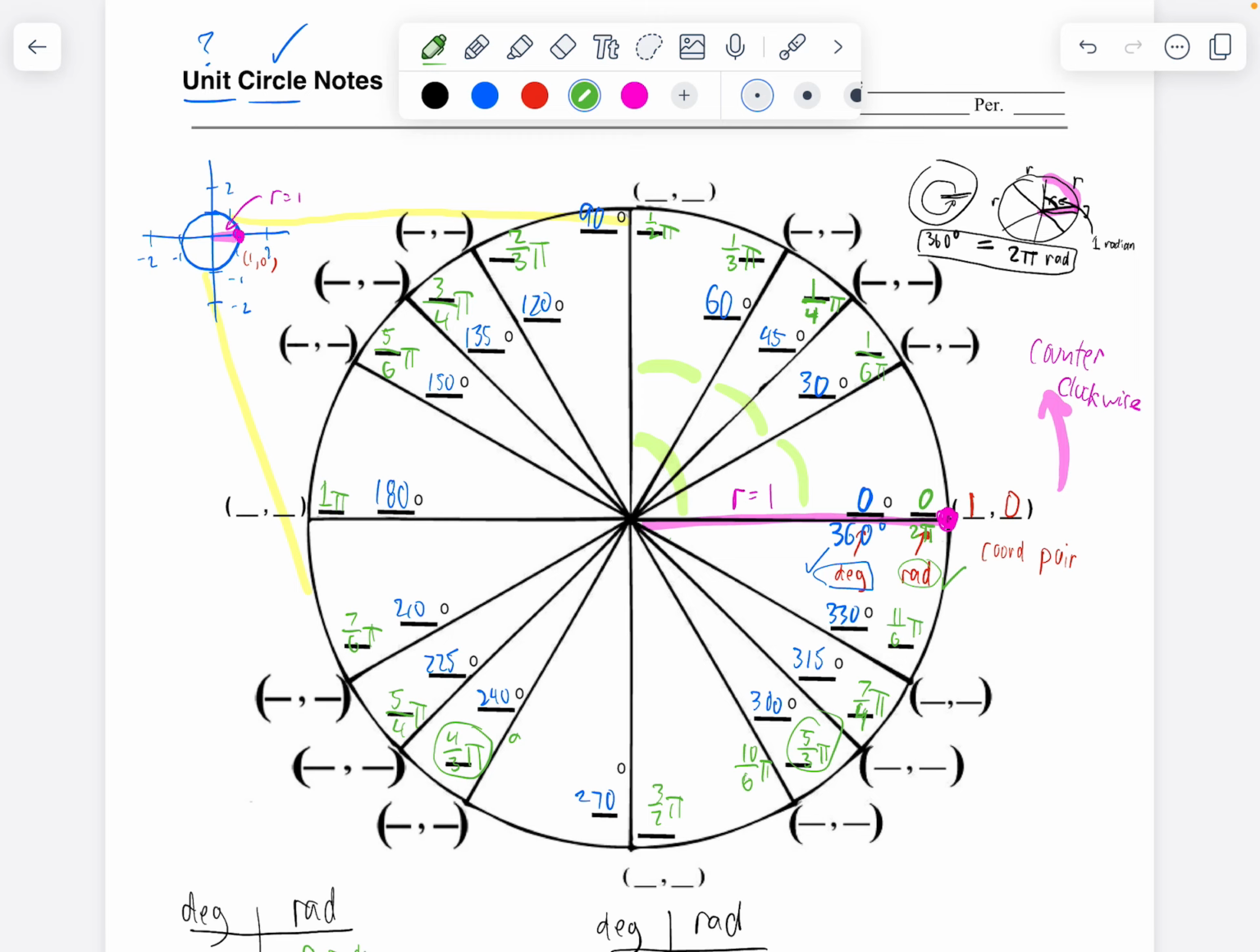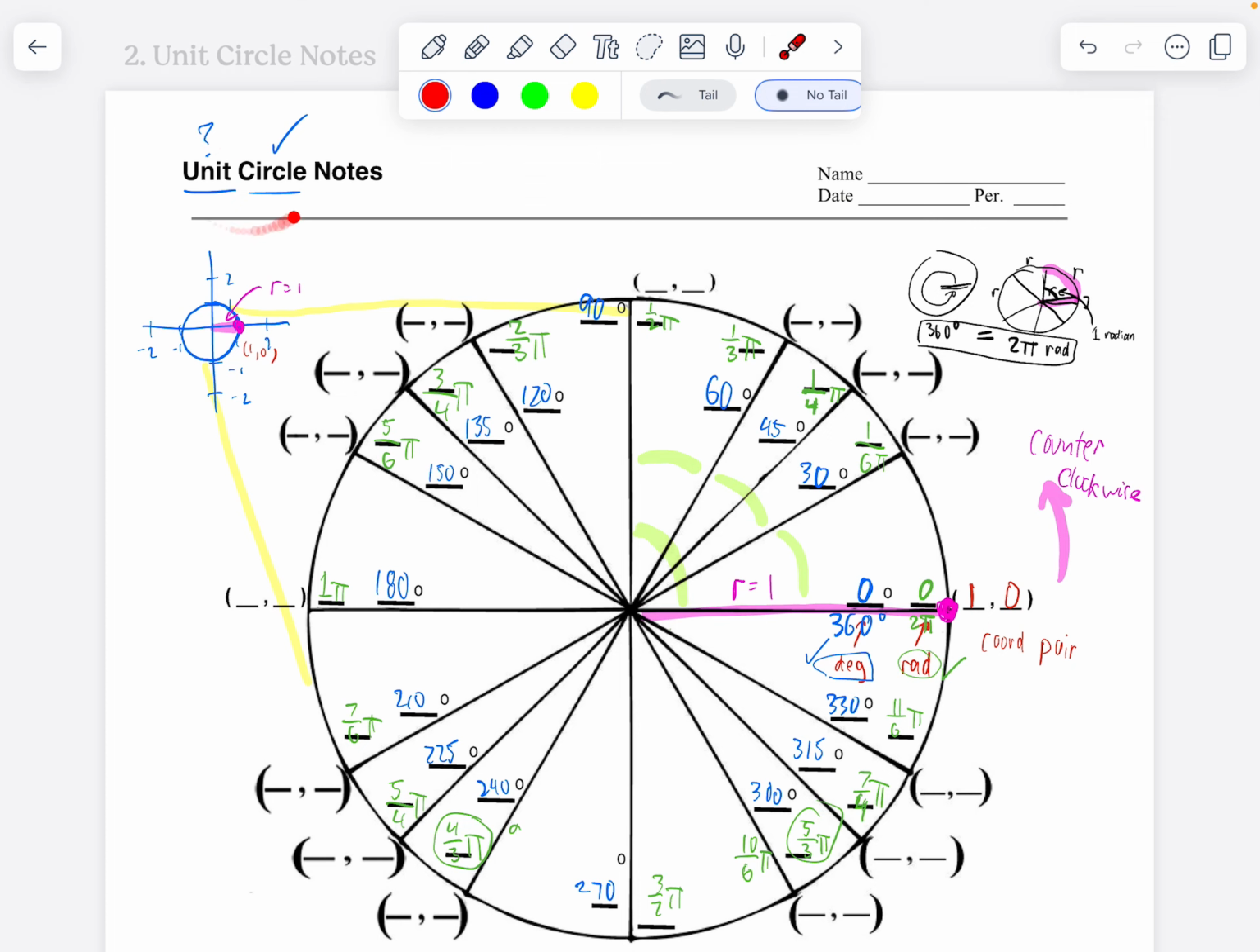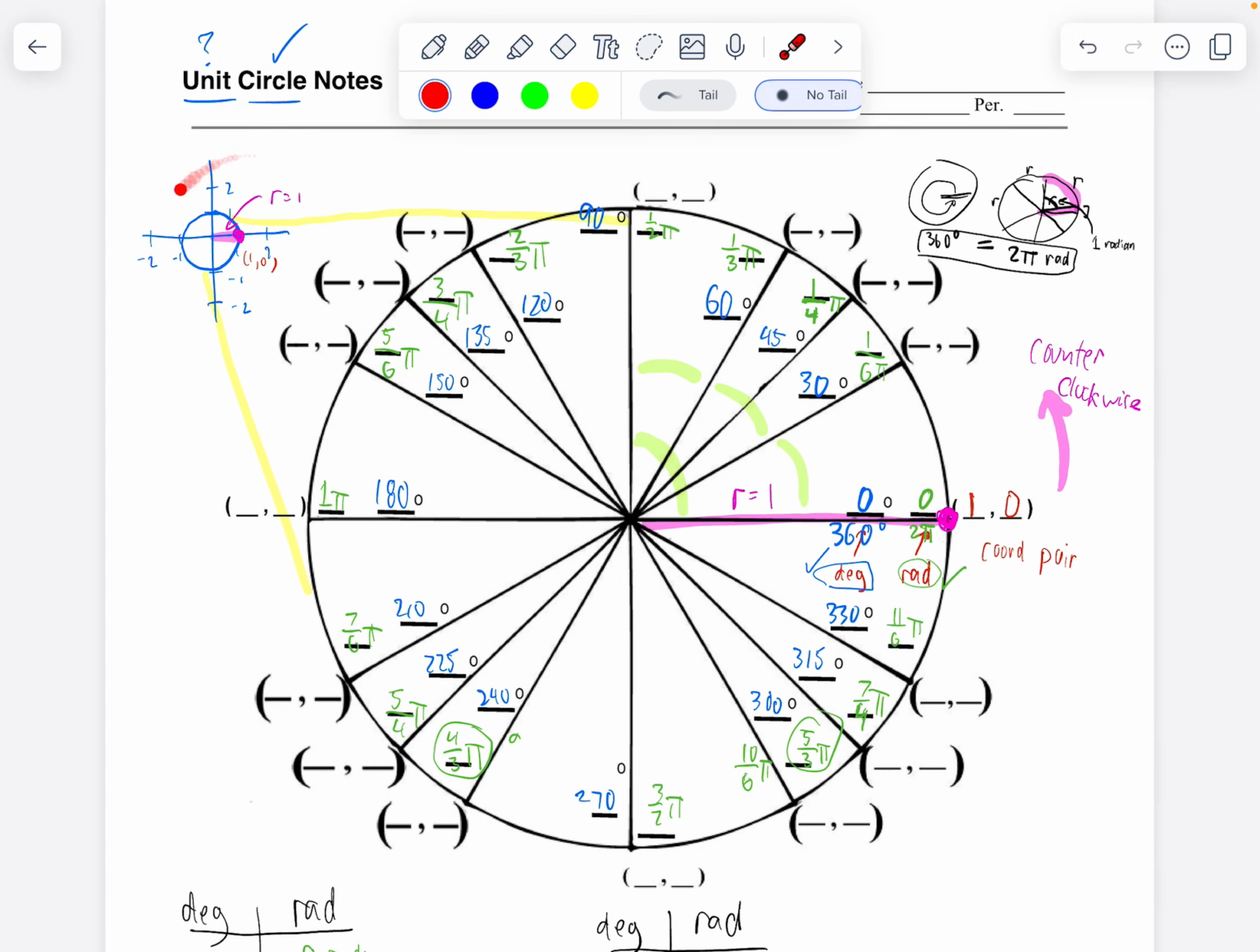Okay, let's move on to the coordinate pairs. So let's remind ourselves this is a unit circle, right? Because on the graph paper, this big old circle is actually this tiny circle with a radius of 1. So let's fill out the points that are really easy, which are the corner points. And I will highlight them right here. So these are the corner points.